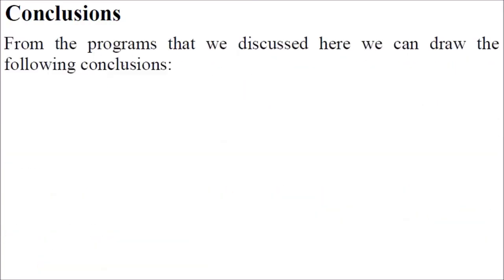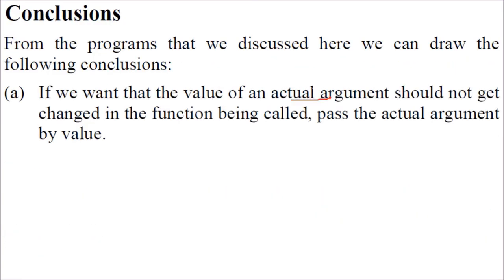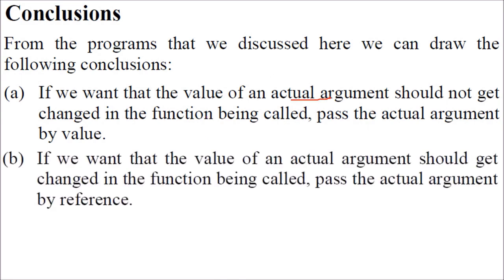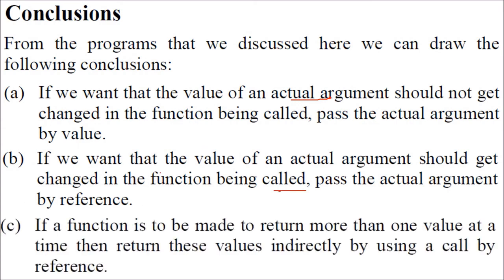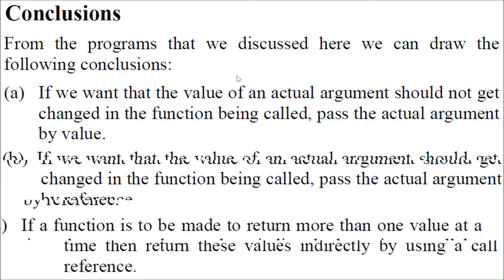So what we conclude from this program is, if we don't want our actual value to get changed, we pass the argument by value. If we want the actual value to be changed, we pass the actual argument by reference. If you want the function to return more than one value, we use call by reference.